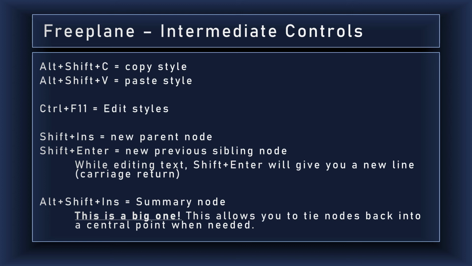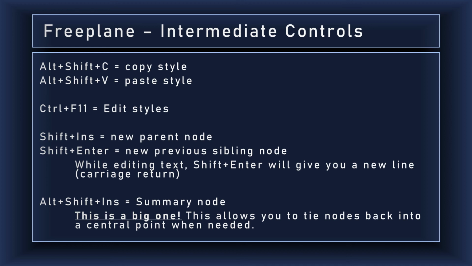These are the intermediates. Alt-Shift-C for copy and V, as in Victor, for paste. So copy and paste the way that we saw before, we're just adding Alt-Shift instead of Control. Control-F11 allows you to edit styles. It will pop up a little window that shows you examples of what these styles will look like.